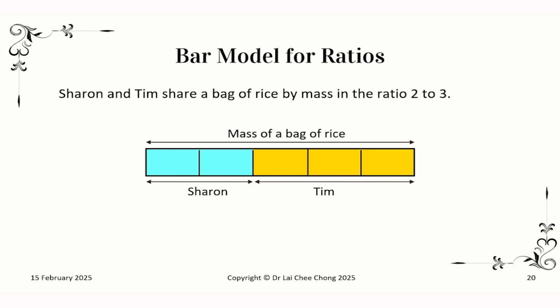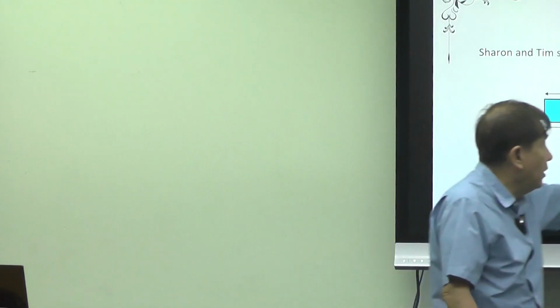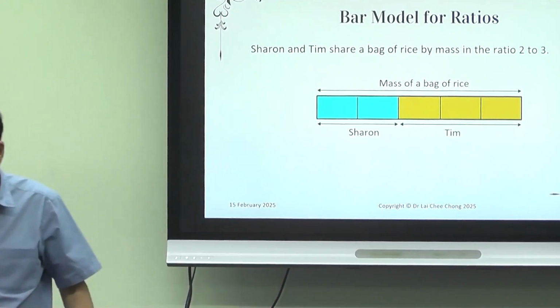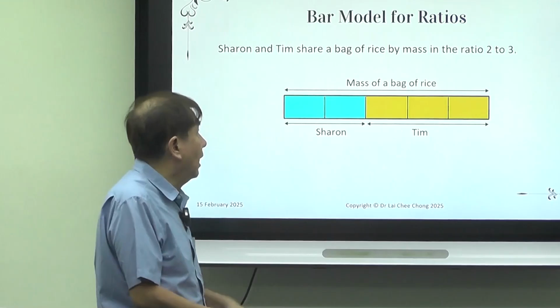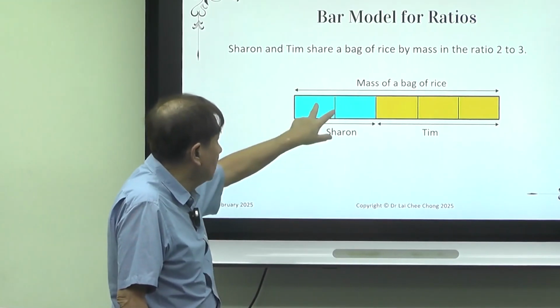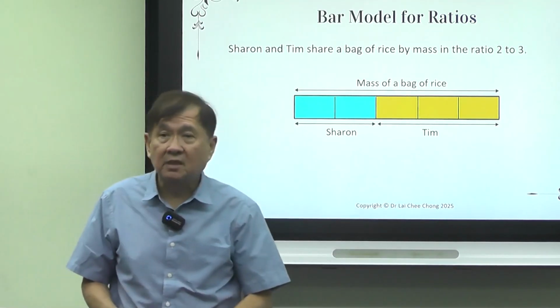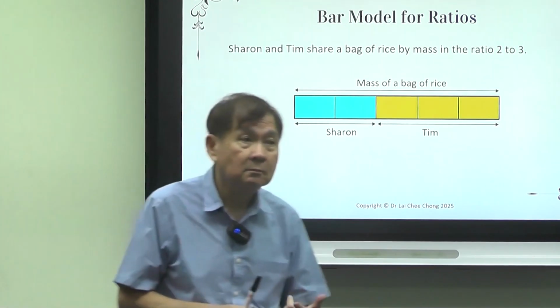So in the mind there's a bag of rice. I want to divide it into how many parts? 5 parts. Am I right? 2 portions is for Sharon, 3 portions is for Tim. So it's easy. I will just draw it now. Again, ratio, when you see this, all the sides must be equal. You can see that all the sides are equal. Equal size here, am I right? Equal size here. And I know the ratio is 2 to 3. They share everything, all the rice in the bag. That's it. By the way, ratio and fraction are close to each other.